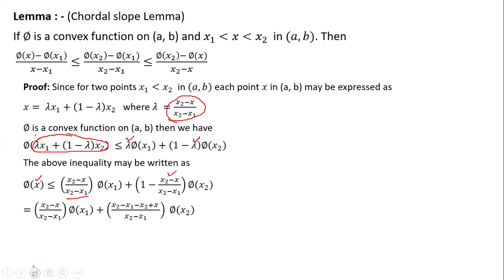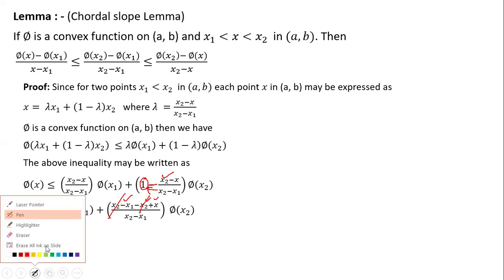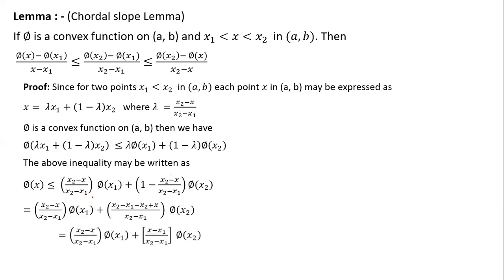So in this value, I have just taken the LCM. With 1, it is multiplied by x2 minus x1, and due to this minus sign, its symbol is changed: minus x2 plus x. And you can see x2 is simply cancelled out. And what we have got here, this is cancelled out, we have remained with x minus x1. And the denominator of both the equations is same.